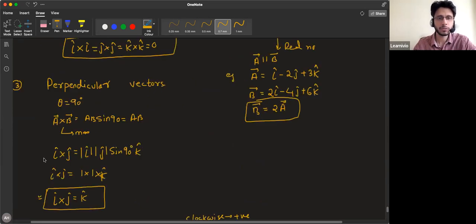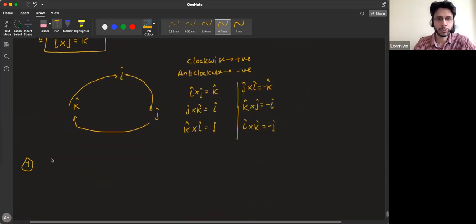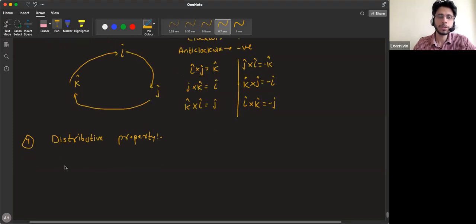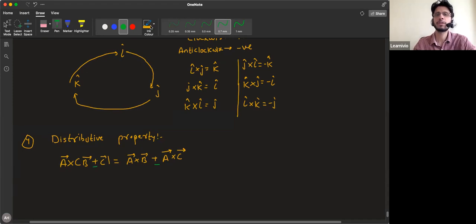After this, the next rule is the fourth, distributive property. Distributive property means if I write A cross (B plus C), then we can write this as A cross B plus A cross C. Instead of a positive sign, if you have a negative sign, it will be A cross B minus A cross C. That's it.